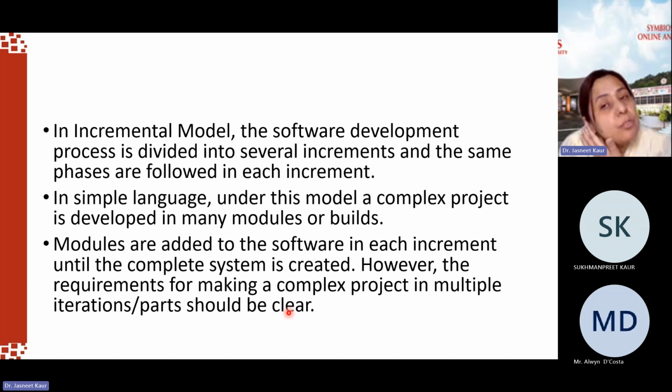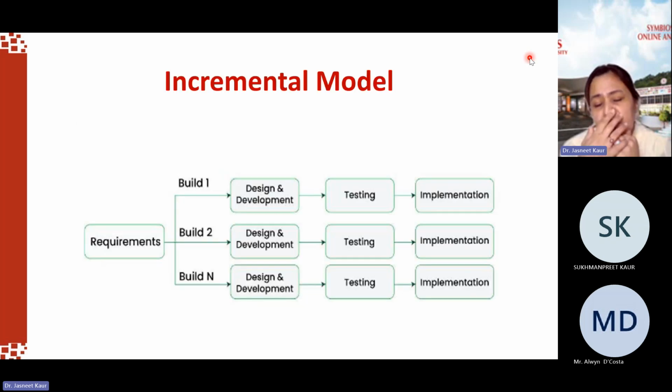So in the incremental model, the software development process is divided into several increments and the same phases are followed in each increment. In simple language, under this model, a complex project is developed in many modules, bit by bit. Suppose you want to build the model in small sections, you can use this kind of model. The V model was not good for complex kinds of projects. This model is very well suited for complex projects. Suppose you have three parallel phases, you can design this model parallelly and work on it.